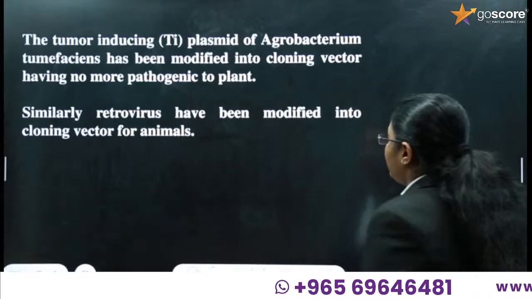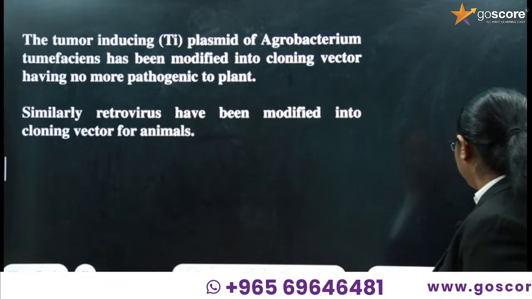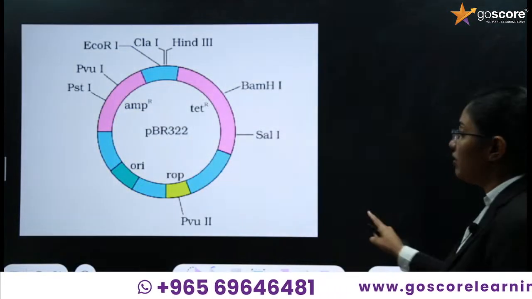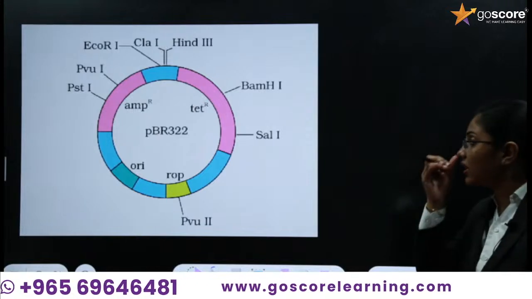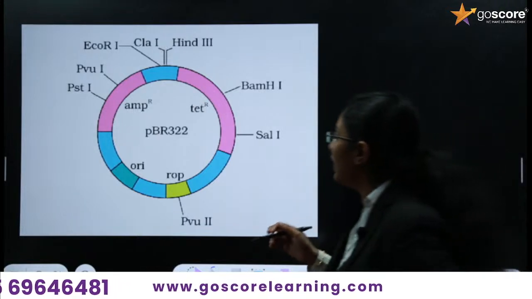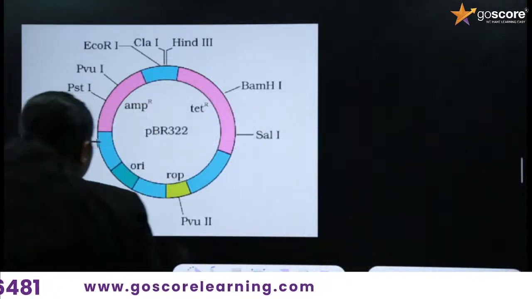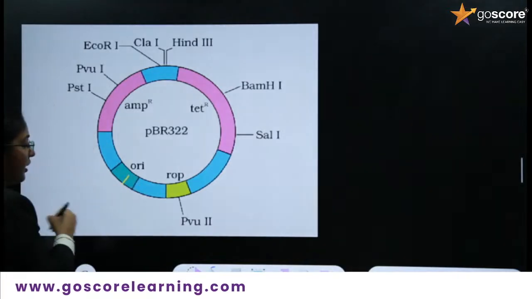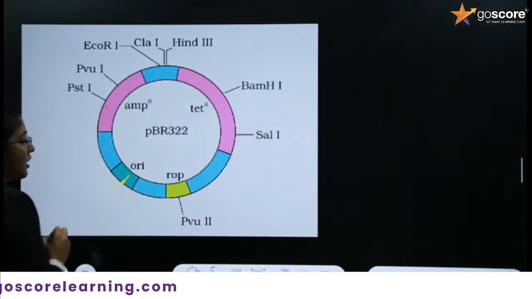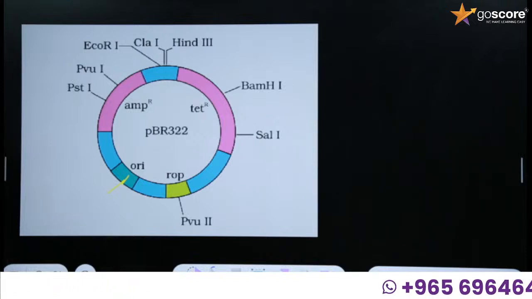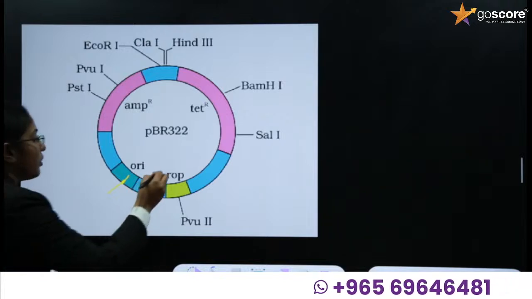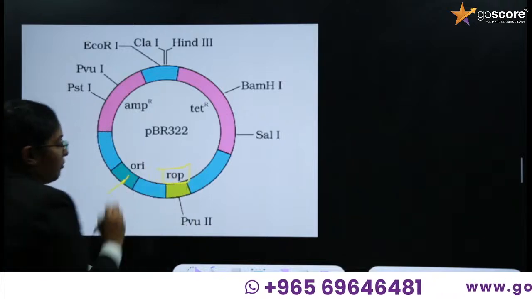Then let's see the structure of a vector. Okay, this is the structure of a vector. What is in the structure? You can find different restriction endonuclease sites, right? The Ori region you can find here. What is the function of the Ori region? As I have mentioned, the Ori region is a site where replication starts. Then next one, it is important. The ROP gene is also important.